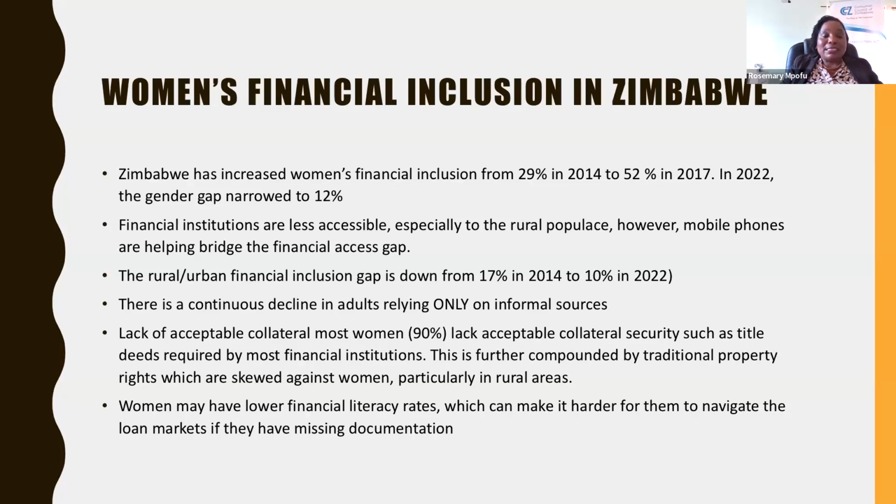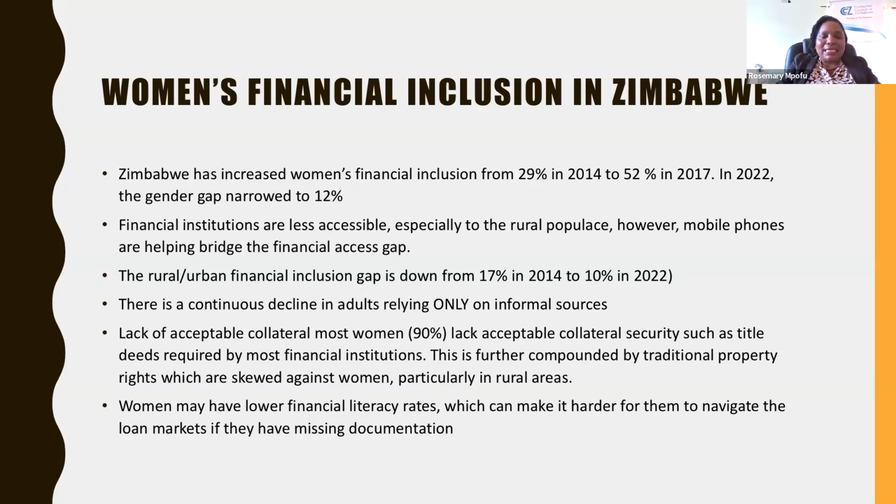The financial institutions are less accessible, especially to the rural populace. However, mobile phones are helping to bridge the financial access gap. The rural population is usually very far from mobile networks, and it has taken a long time for people to get linked to banks and financial institutions. The rural-urban financial inclusion gap is now down from 17% in 2014 to 10%.